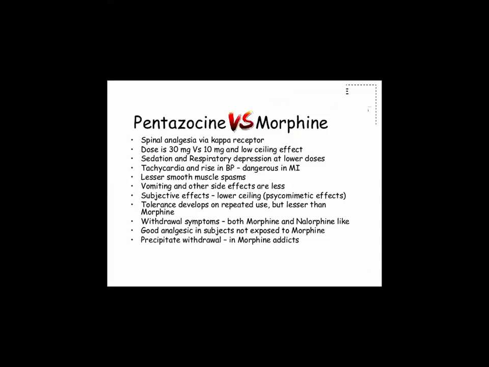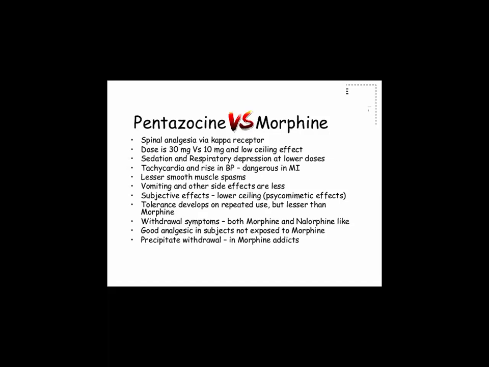What is the difference? Comparison of pentazocine and morphine. Spinal analgesia via the kappa receptor, unlike morphine, which influences all subtypes of receptors. Dose is 30 milligrams versus 10 milligrams, and a low ceiling effect. Sedation and respiratory depression at lower doses. Tachycardia and rising blood pressure, dangerous in myocardial infarction.